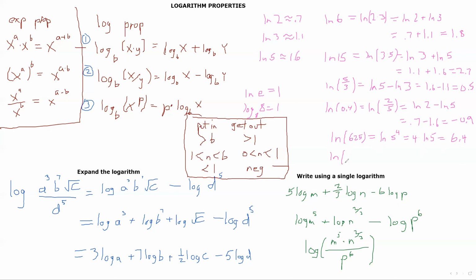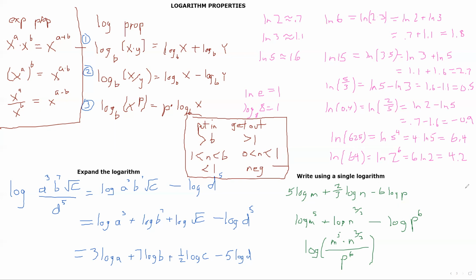If I asked you for ln of 64, now 64 is 8 times 8. It's also 4 to the 3rd power, but the way that we're going to treat it today is that it is 2 to the 6th. So 6 ln 2. ln 2 is 0.7, so 6 times that is going to be 4.2. And you can make an entire table of all kinds of things that you can figure out just using your 2s, 3s, and 5s.